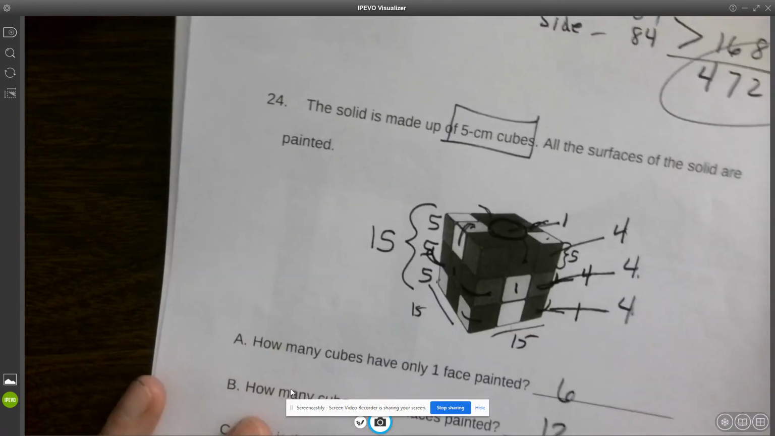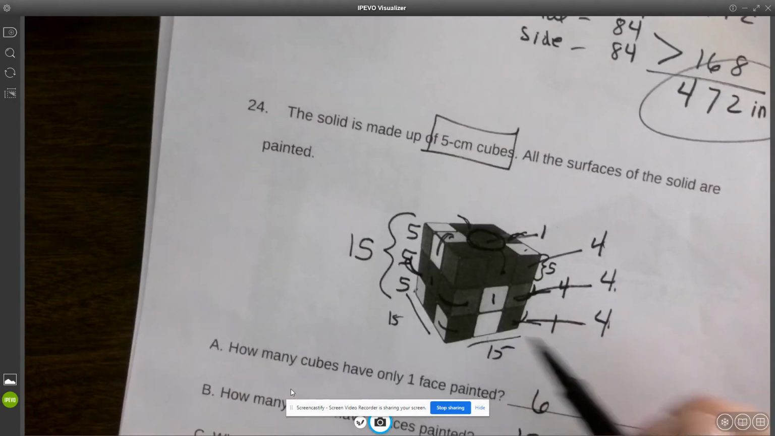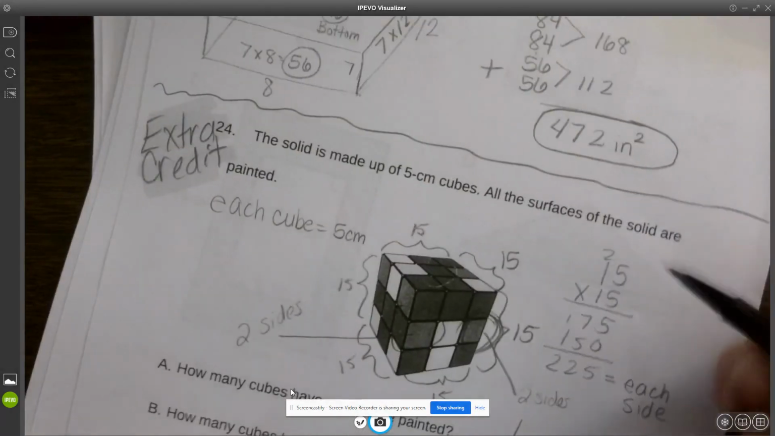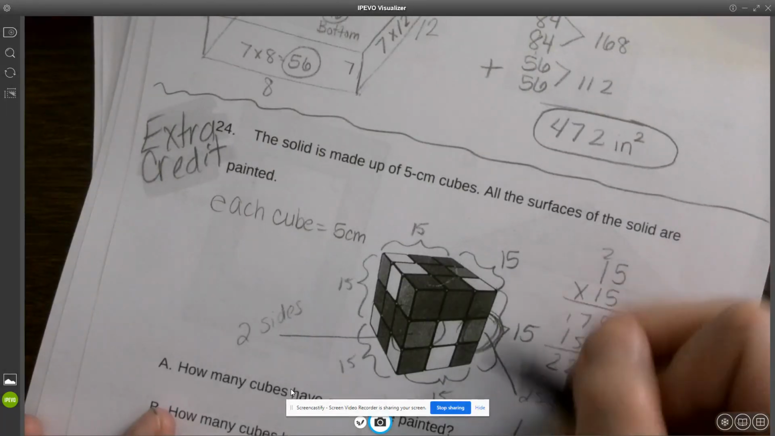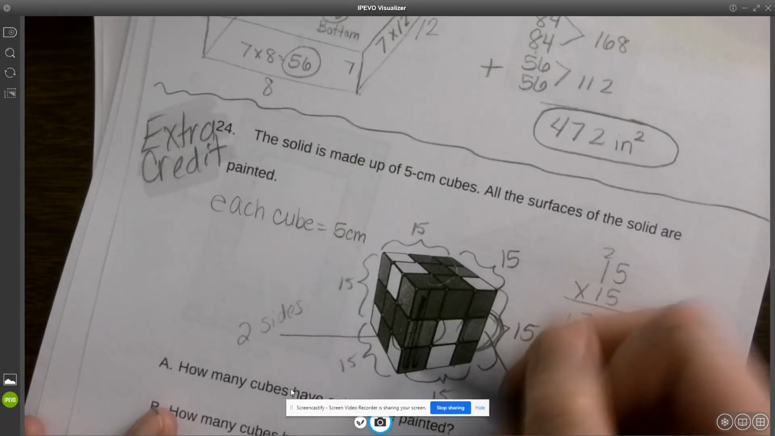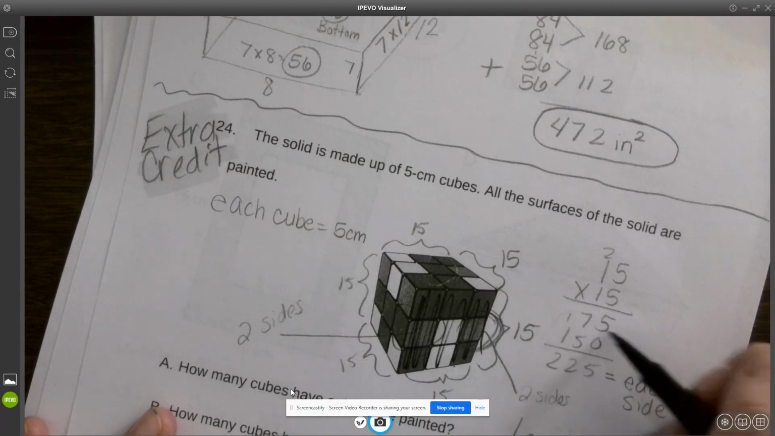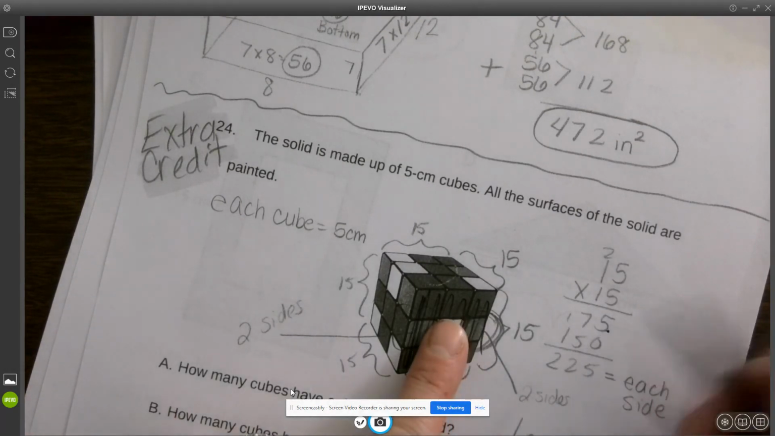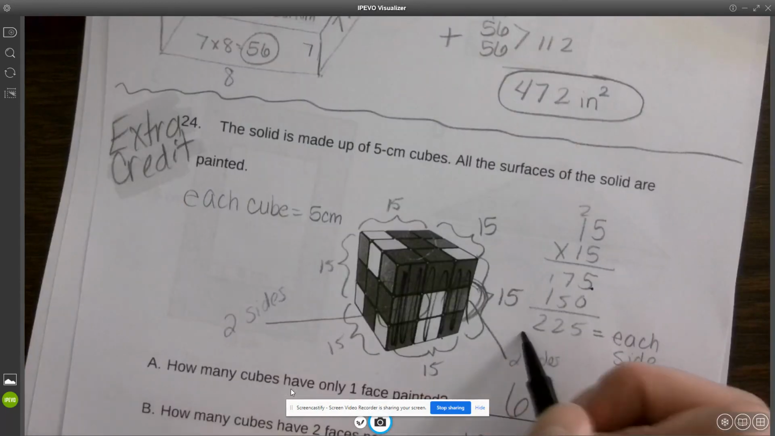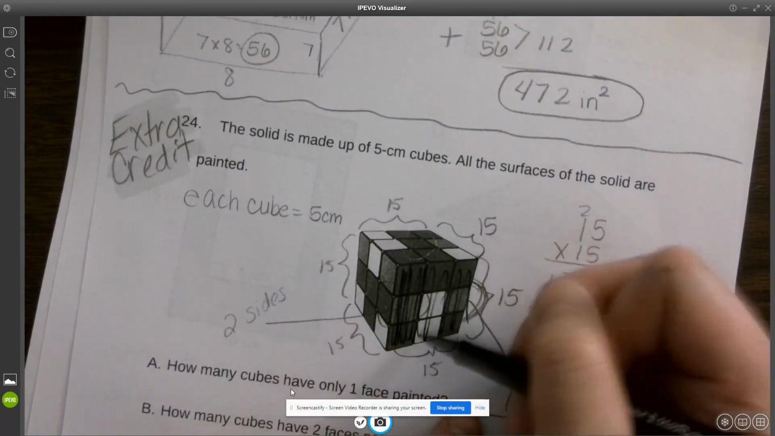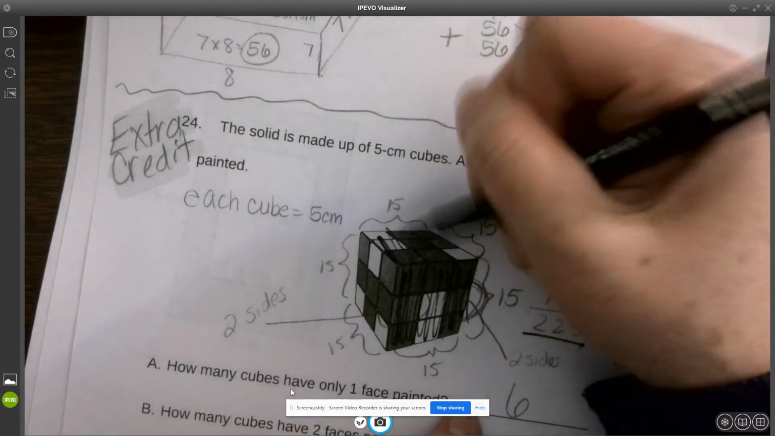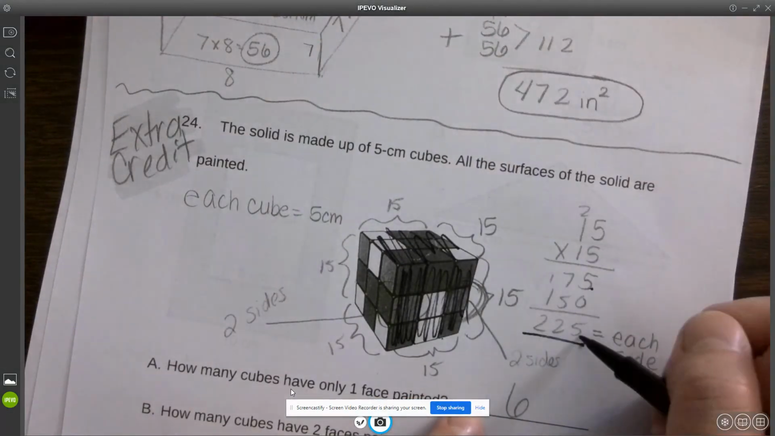So basically, how did I do that? Here's my work. I did 15 times 15. Oh, I see what I did. I did 15 times 15. So I got this area right here. 15 times 15 is 75. And then, oh, no, 15 times 15 is 225. Okay, so this is 225 right here. That means this is 225 right here, because 15 times 15 is 225.